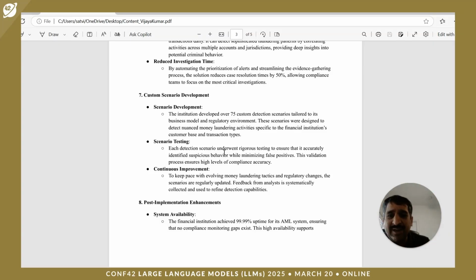Scenario testing. Each detection scenario underwent rigorous testing to ensure it accurately identifies suspicious behavior while minimizing false positives. This validation process ensures high levels of compliance accuracy. Now, continuous improvement. Money laundering tactics and regulatory changes evolve, so the scenarios are regularly updated. Feedback from analysts is systematically collected and used to refine detection capability.